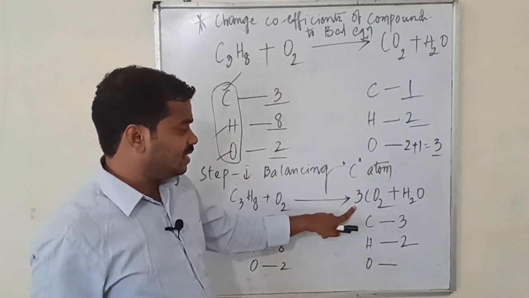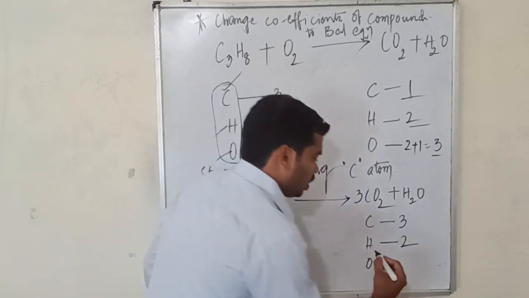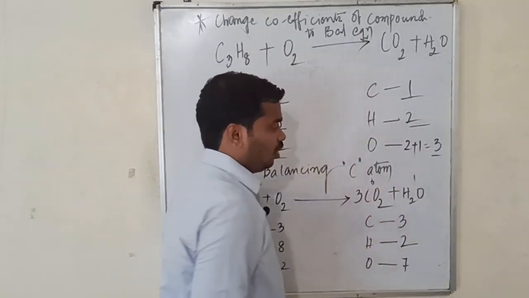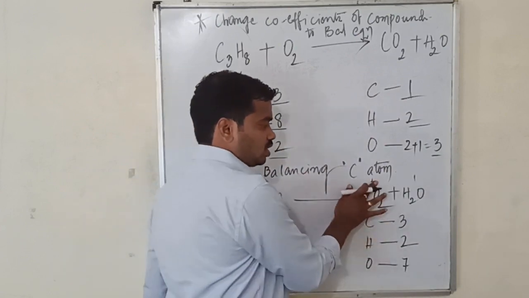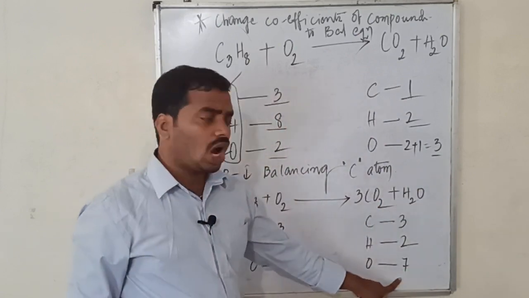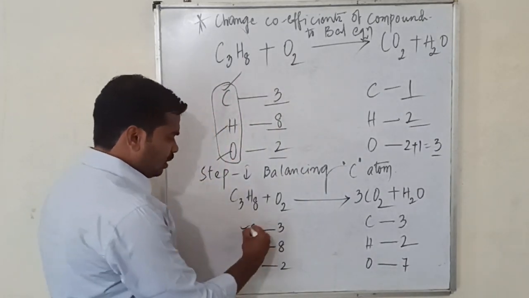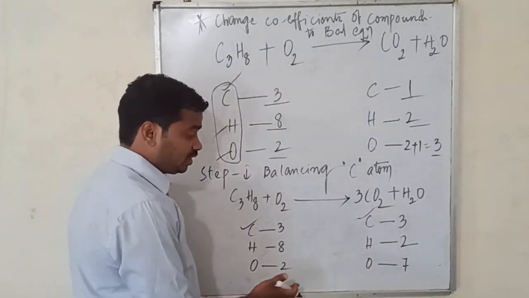2 3 just 6 plus 1. So totally oxygens are 7. Here there are 6. Here there is only 1 oxygen. So 6 plus 1, totally the oxygen count rises up to 7. So is it balanced? Carbons are balanced, but hydrogens and oxygens are not balanced.